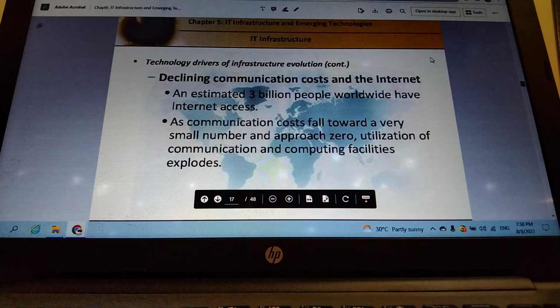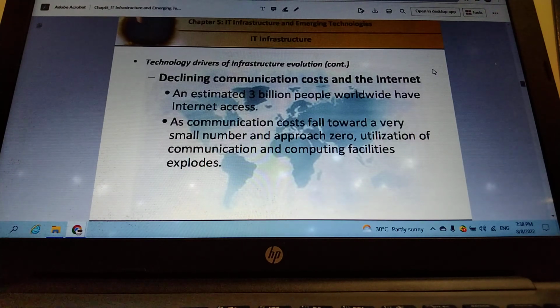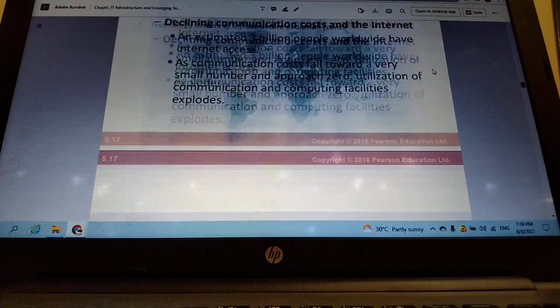As you all know, this number is quite outdated actually. An estimated 3 billion people worldwide have internet access. In fact, the number continues to increase. As we know, the world population is around 7 to 8 billion as of today. I'm very sure half of it or even more, you can get the latest numbers from the internet, will have access to the internet, to social media or any internet platform or facilities.